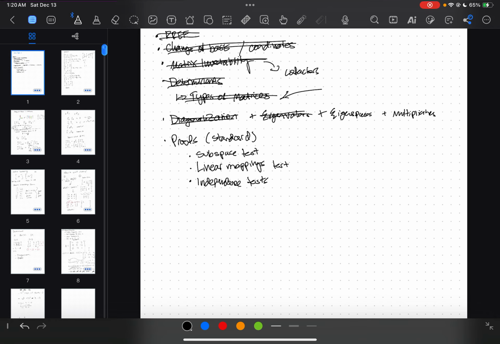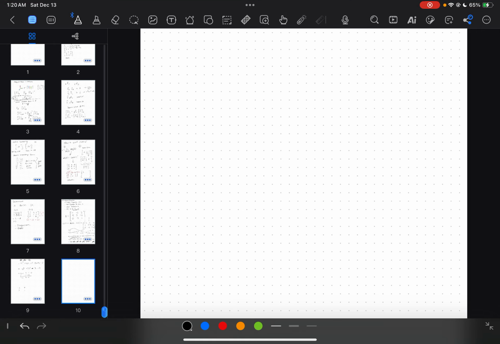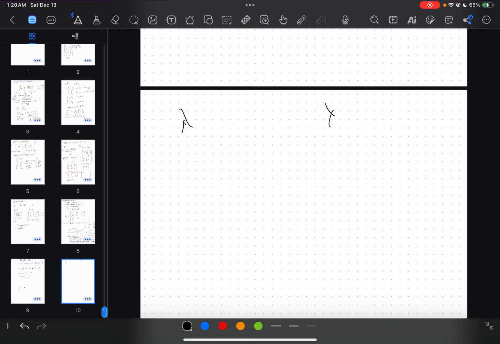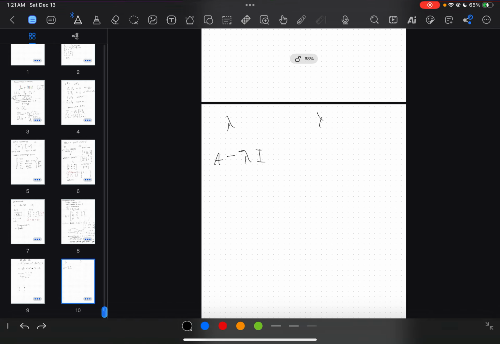That's how you find eigenvalues, eigenspaces. I'll show that, even though this kind of broke. For each eigenspace, for each eigenvalue, we do A minus lambda times I. So we sub this in, and then we get the matrix that looks like that.